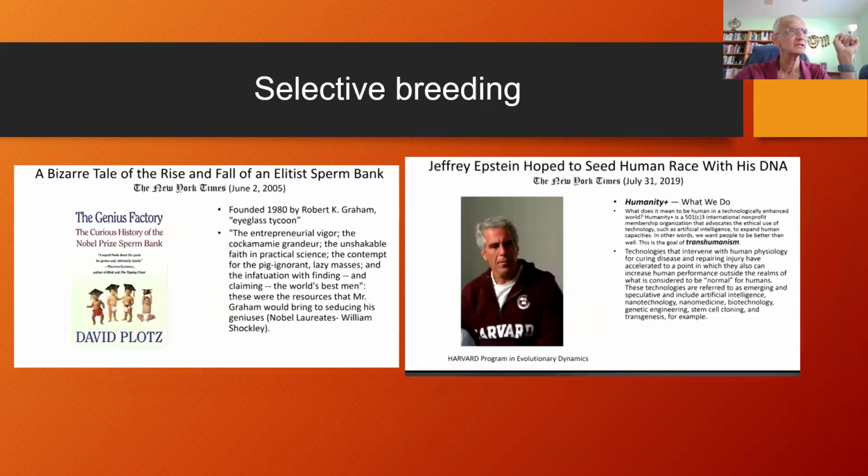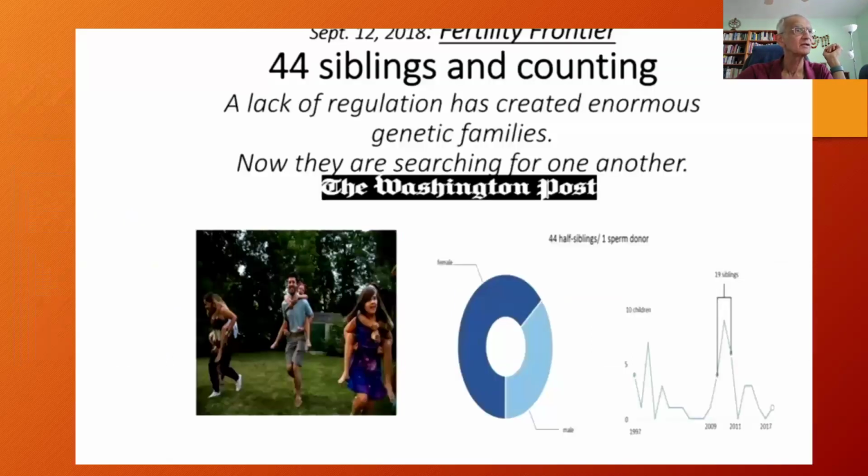You can see the science has changed dramatically. We already talked about David Frost. And another guy whose name you may recognize, one of the rich billionaires, had their own ideas: he hoped to seed the human race with his DNA. I haven't looked too much into it, but obviously the source is reliable. So he had his own ideas before he got into trouble.